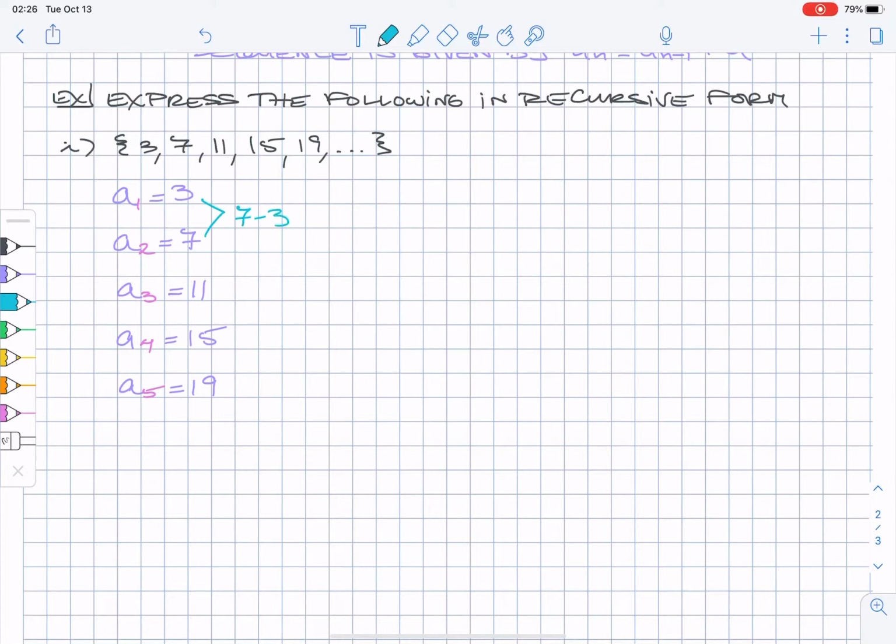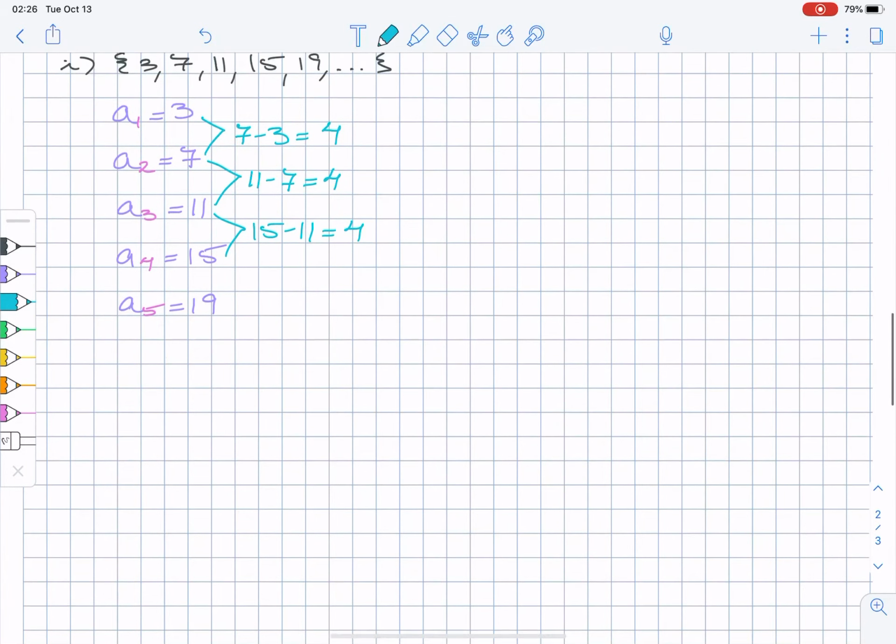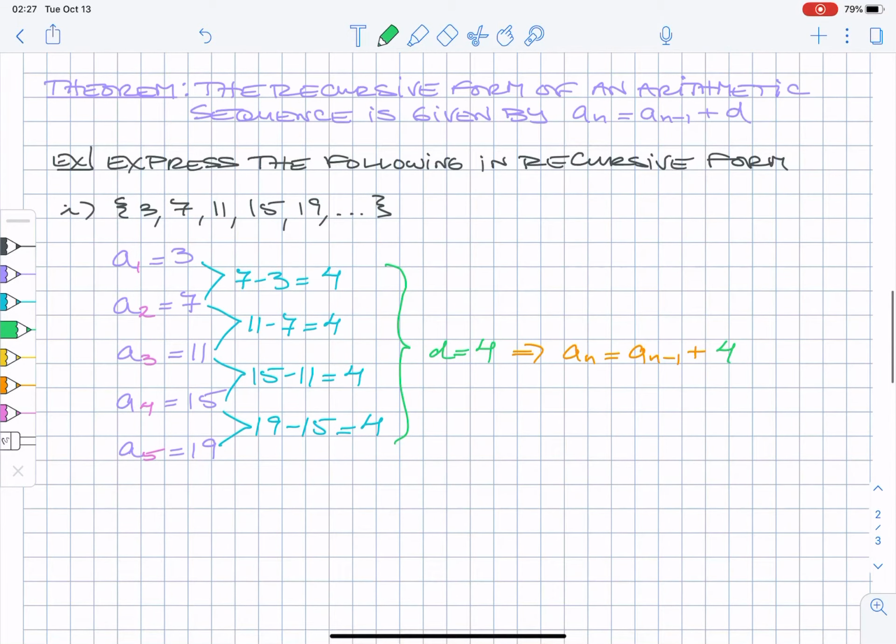7 minus 3 is 4. 11 minus 7 is also 4. 15 minus 11 is also 4. 19 minus 15 is also 4. So I claim the common difference, D, is 4. So this means that the recursive form A sub n will be A sub n minus 1 plus 4. That's the recursive definition, because all I need to do is add D to the previous term.